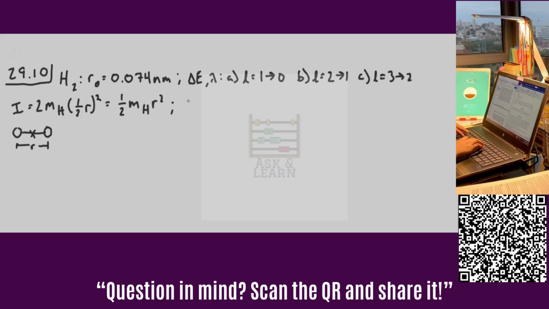And so then this characteristic rotational energy, h bar squared over 2I, is just h bar squared over 2 times this, m_H r squared. And so this is 7.607 times 10 to the negative third electron volts.